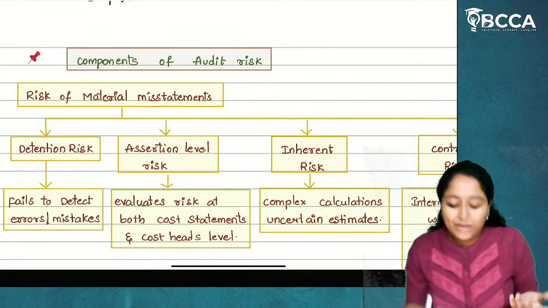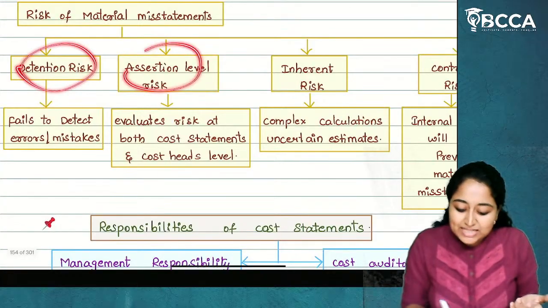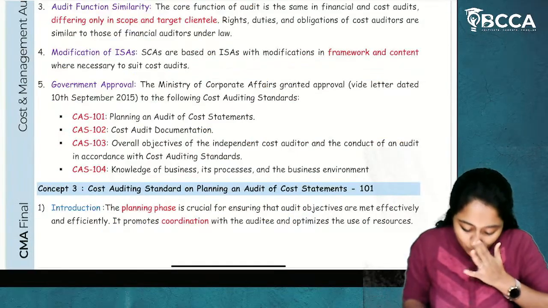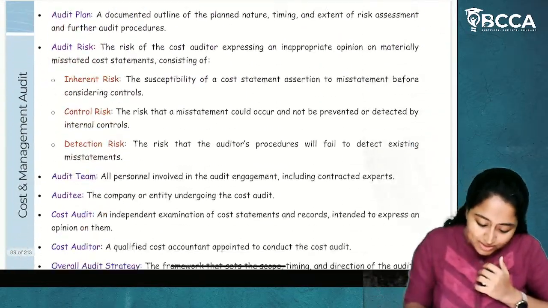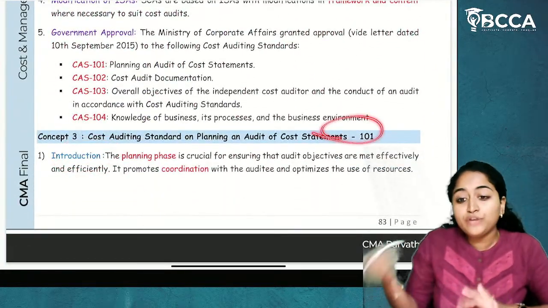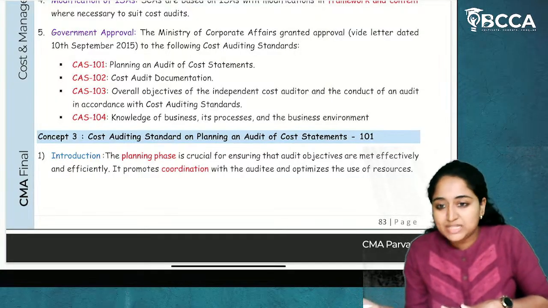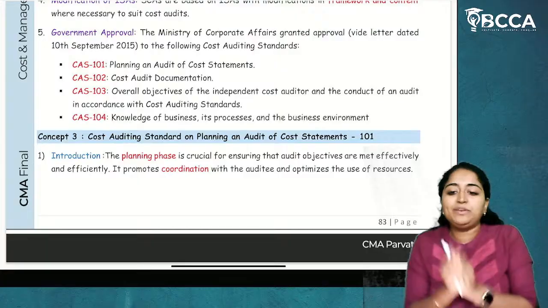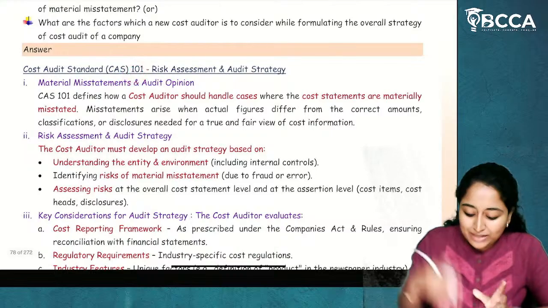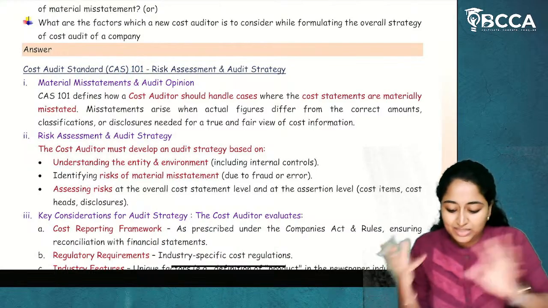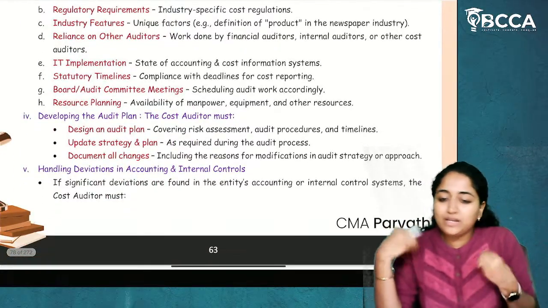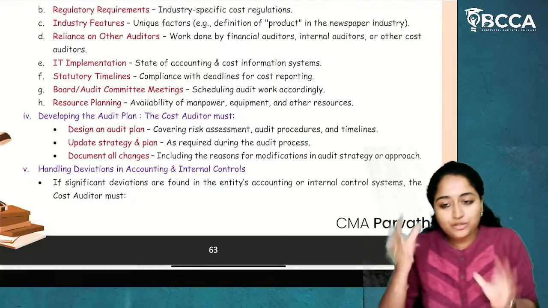How many kinds of risk do we have? We have detection risk, assertion level risk, inherent risk and control risk. This is also there in 101. Audit risk, inherent risk, control risk, detection risk are also there in 101. And in 103 also the same risk of material misstatement is there. So a common question like this will be framed in the examination. You have to write about the 101 and 103 combination, that this is regarding the risk of material misstatements.